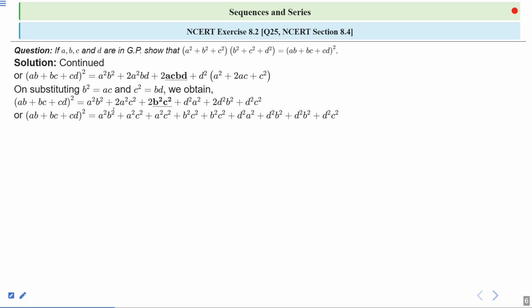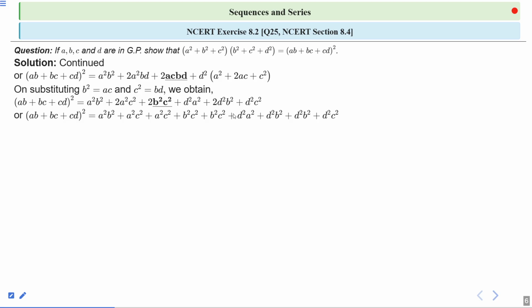Or we will get (AB + BC + CD)² equal to A²B² + A²C² + A²C². Basically we have written here 2A²C² as A²C² plus A²C². Then we get A²B² + A²C² + A²C². Similarly we separate 2B²C² as B²C² plus B²C², then we will get plus B²C² plus B²C².